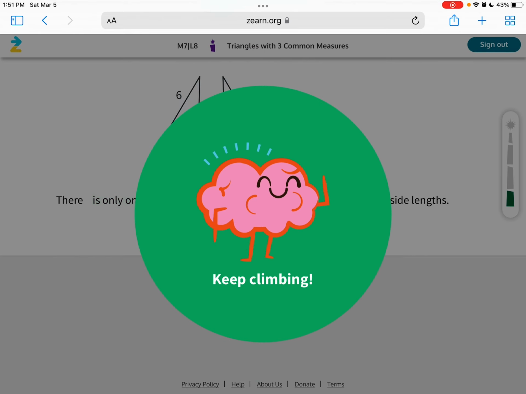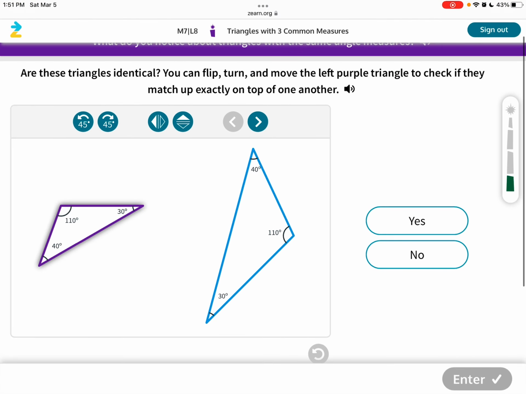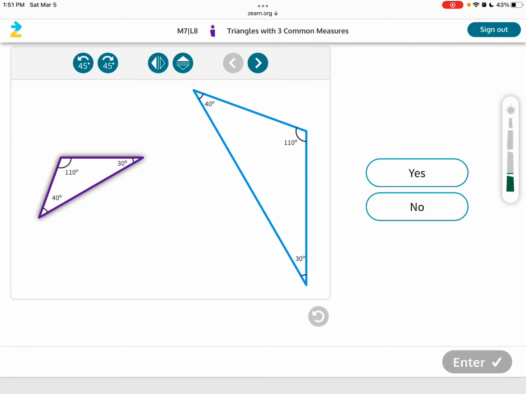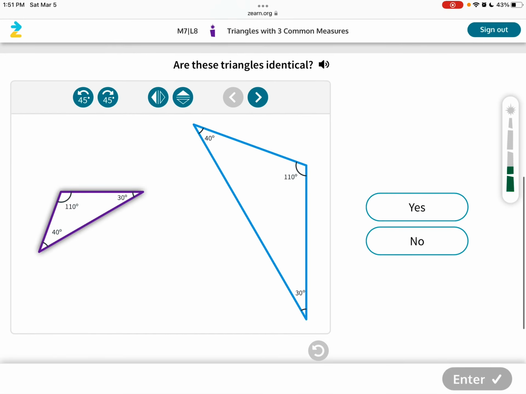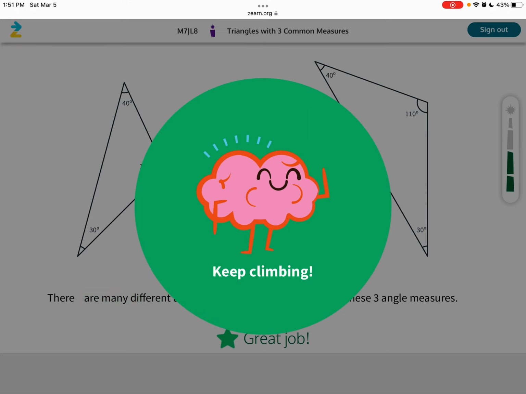It's the angles that can make different triangles. So like this one, they didn't give us side lengths. They have the same angles, but they still are not identical. These ones, once again, we have all the same angles, but they're not identical because they have different side lengths. Many different triangles. So angles can be different, but when you have the same side lengths, you're looking at one unique triangle.